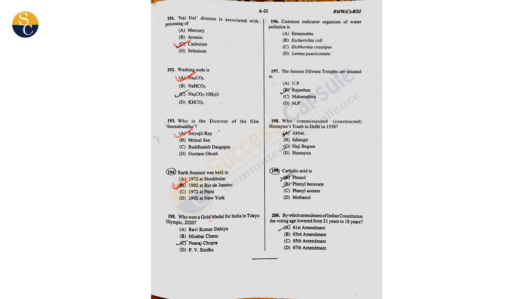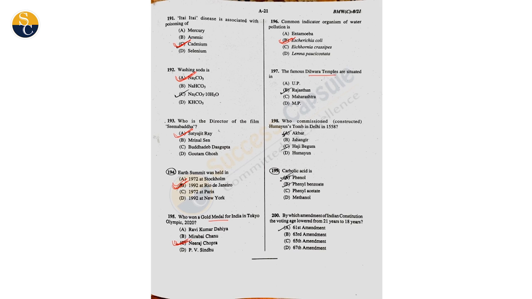Next, who won a gold medal for India in Tokyo Olympics 2022? We all know Neeraj Chopra. C is the correct answer. And it was India's first ever gold medal in athletics, in javelin throw. Next, a common indicator organism of water pollution is E. coli. So, B is the correct answer.